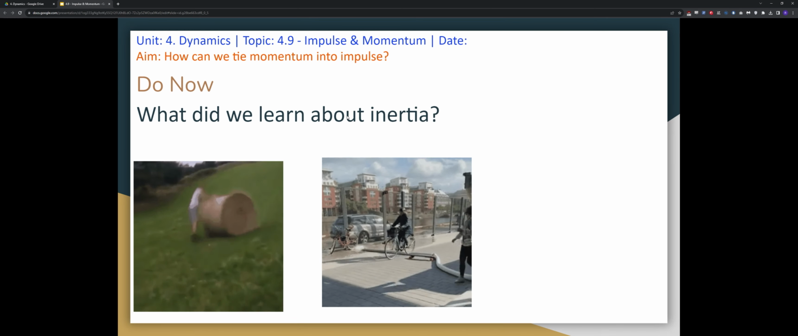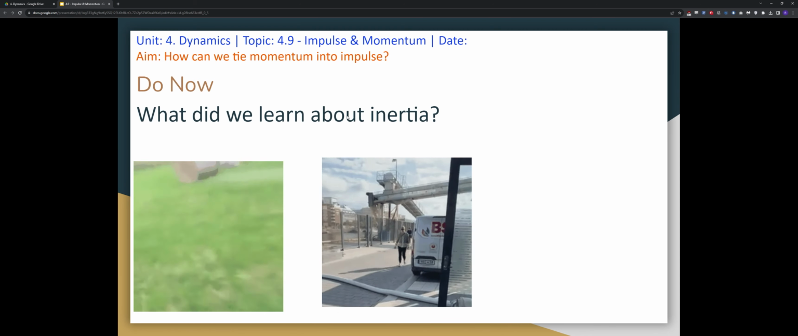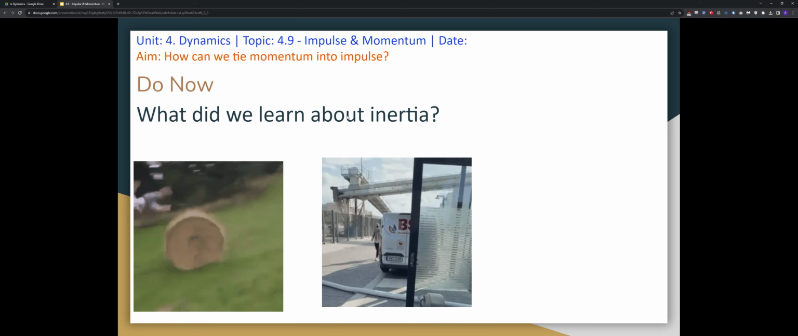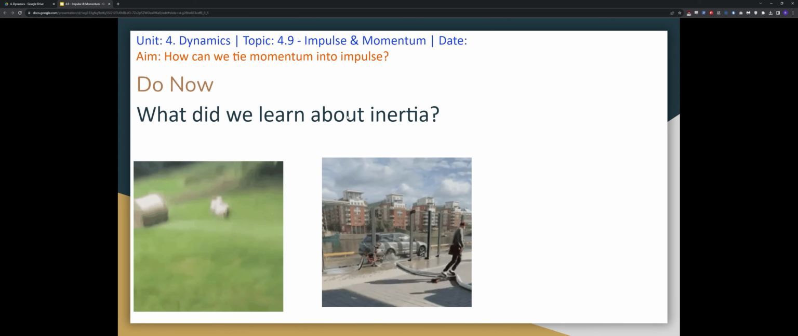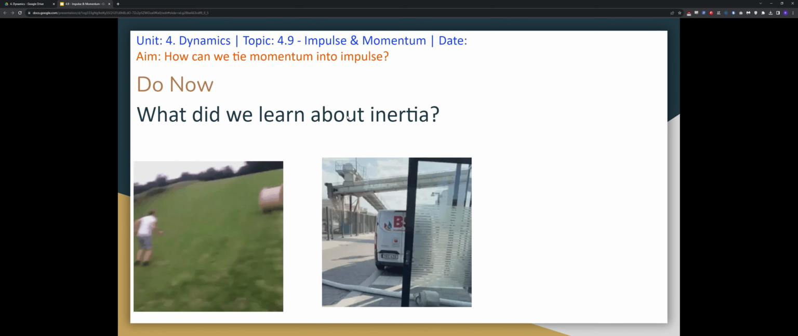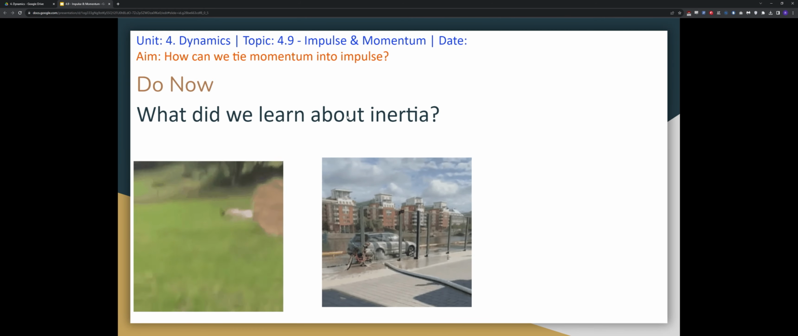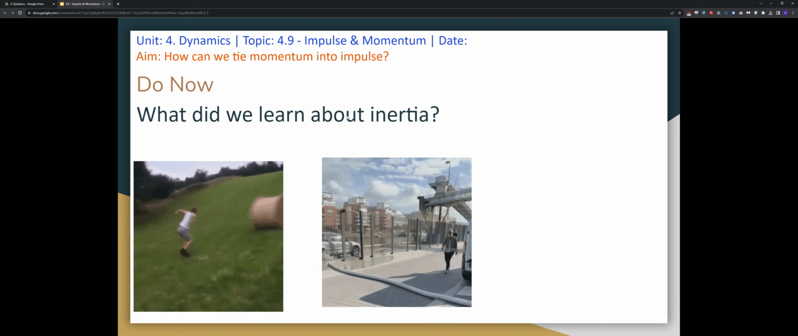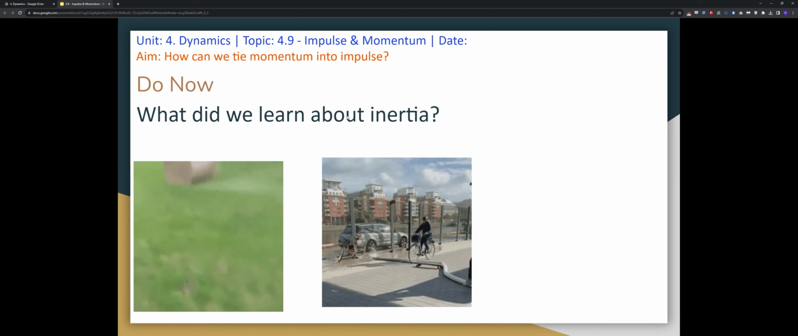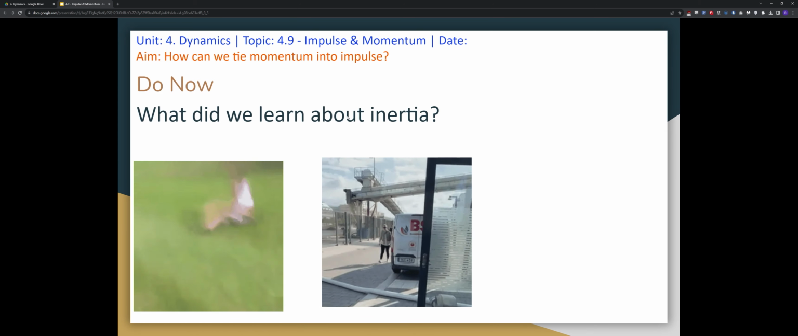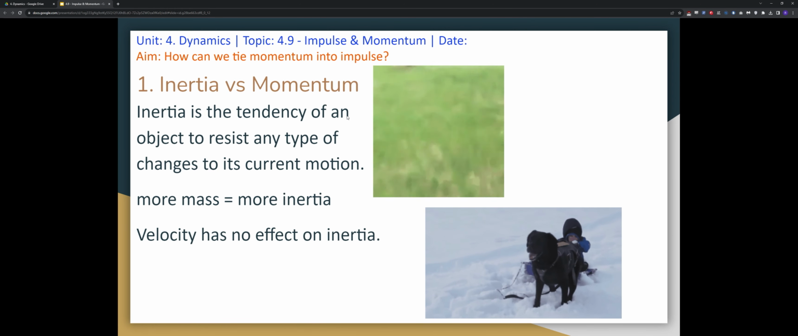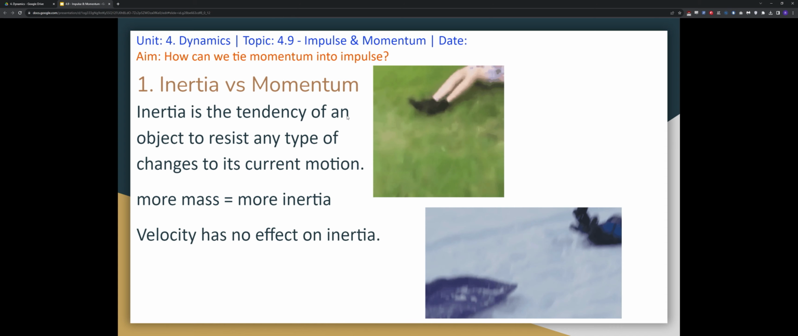If you take a look at the bottom right hand GIF right here, you see the skateboarder. His skateboard stops because it runs into the hose, but there's nothing stopping the person. So the person keeps going because of inertia. They want to keep going unless there's an unbalanced force acting on them. They refuse to change their current motion.